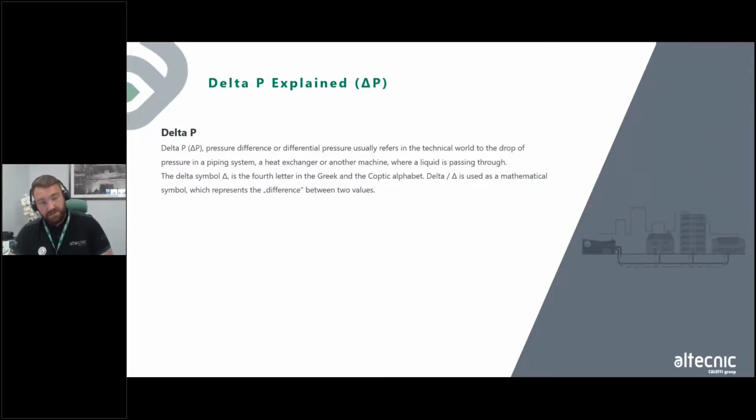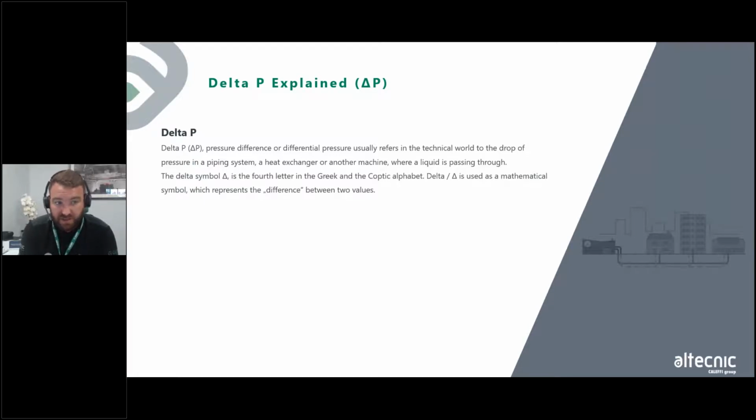Another one we'll talk about is delta P. Delta P is the differential pressure through the HIU. The delta P, or pressure difference, or differential pressure, usually refers to the drop of pressure in a piping system, a heat exchanger, or another machine where liquid is passing through.